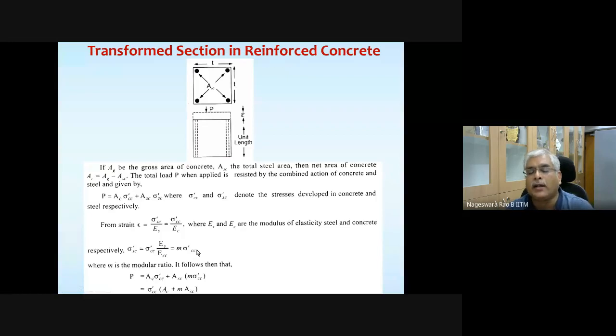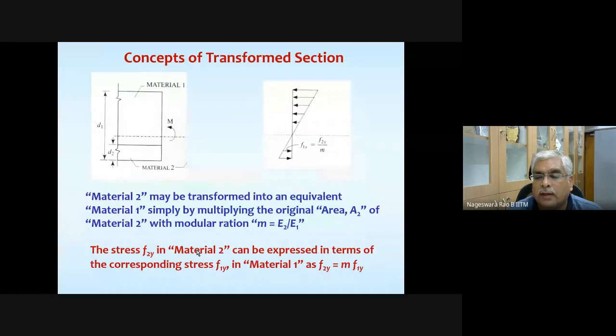And what did we start with? I told you, let's start with reinforced concrete. In that, let's assume material 2 is steel, material 1 is concrete. And at the beginning of this lecture, we noted this equation: F2 is equal to M times F1. F2 is nothing but steel. Stress in steel is equal to modular ratio times stress in concrete.